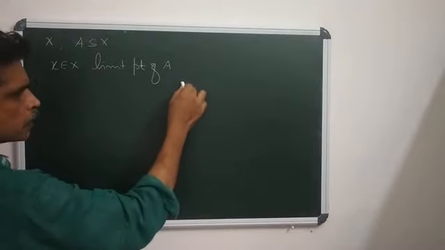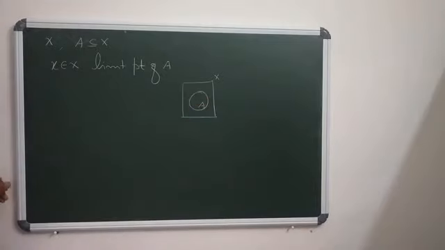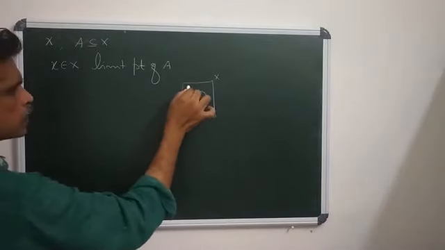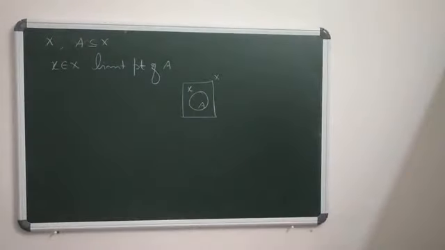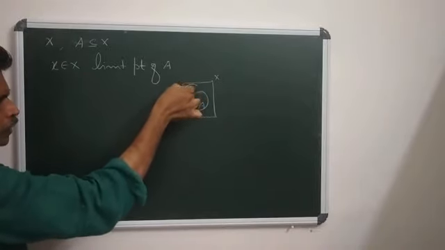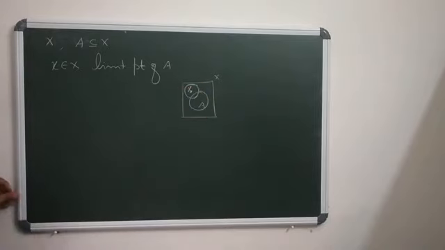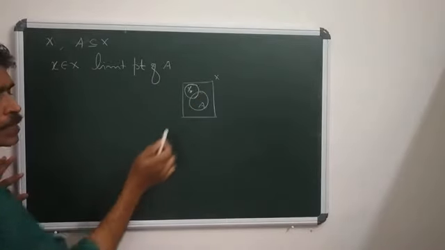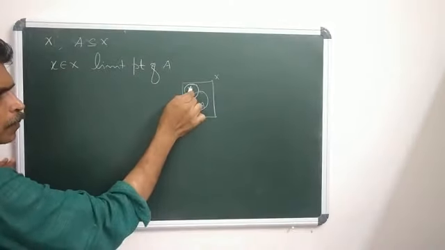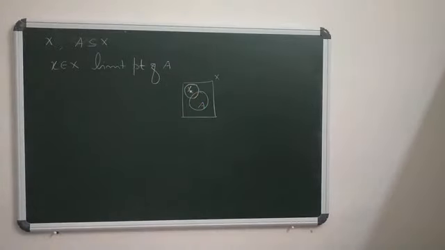Limit point of A means, consider, suppose this is X and A is a part of X. Then a point x is said to be the limit point of A if there exists an open sphere centered at x which contains at least one point of A other than x itself. That means X is a given set, A is a subset of X, and the point x is said to be the limit point of the given subset A of X.